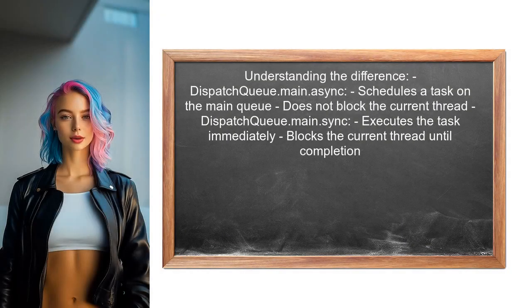To understand the difference, we need to look at how each method operates. DispatchQueue.main.async allows you to schedule a task to be executed on the main queue without blocking the current thread. On the other hand, DispatchQueue.main.sync will execute the task immediately on the main queue, blocking the current thread until the task is completed.